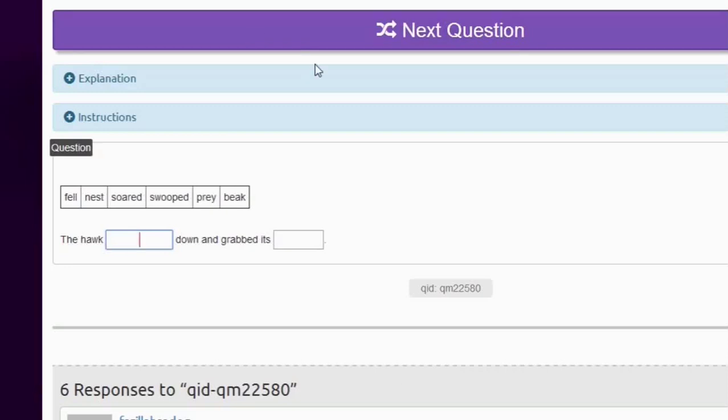So in Question Mix, we've got all the different variations of these cloze questions. So this one here just gives you a small table of words, and then you have to type in the ones you think are correct. So this one would be the hawk, I guess, swooped down and grabbed its prey. Now, I guess in theory you could put the hawk fell down and grabbed its beak. But what we found in these questions is that you must enter the one that makes the most sense, the one that you think most people would probably choose.